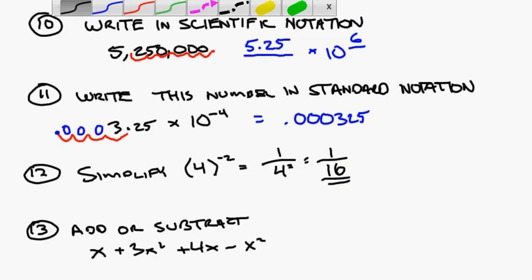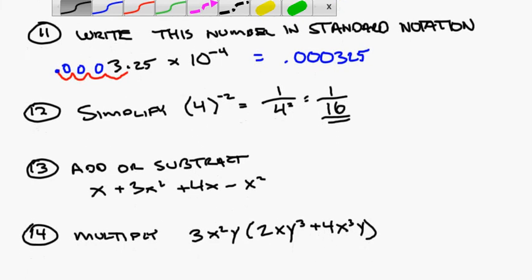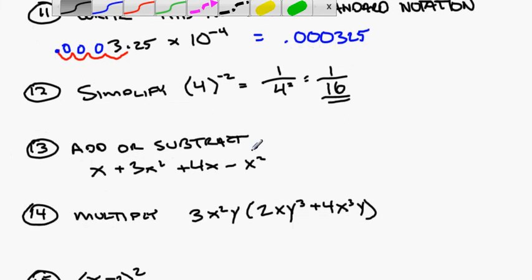Okay, add or subtract. We're supposed to be looking at like terms. So I look for, first of all, my x's. If there's no number in front of it, we put a 1. So I have a 1x and a 4x. So 1 and 4 is 5. So now this becomes 5x.